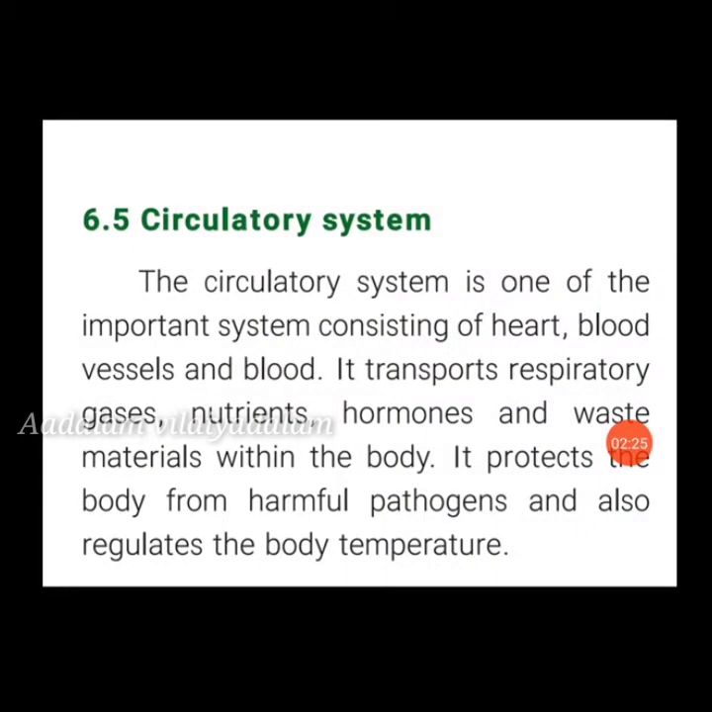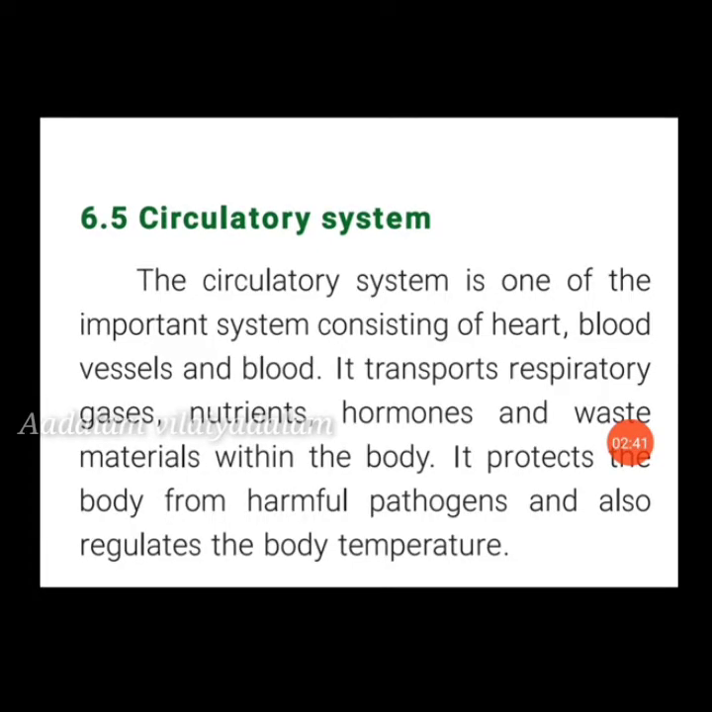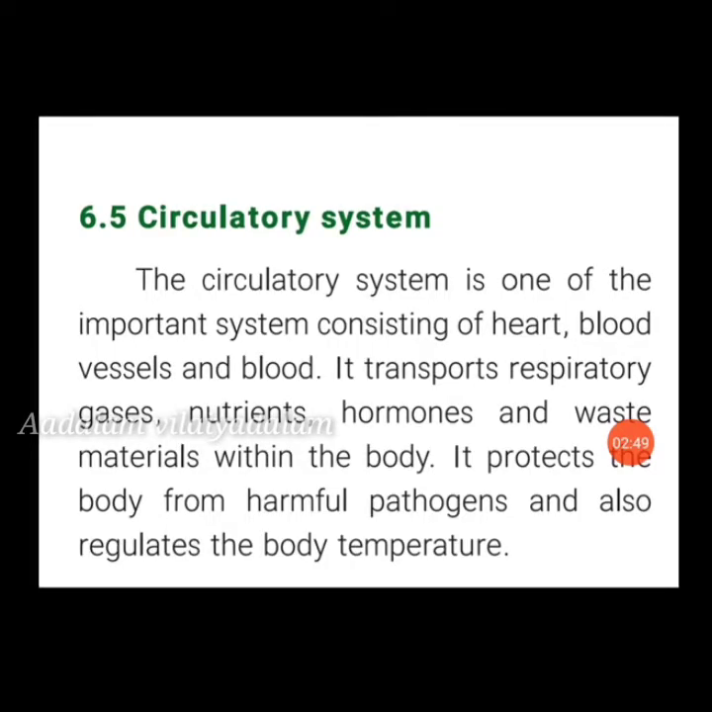Next system, circulatory system. The circulatory system is one of the important systems, consisting of heart, blood vessels and blood. It transports respiratory gases, nutrients, hormones and waste materials within the body. It protects the body from harmful pathogens and also regulates the body temperature.